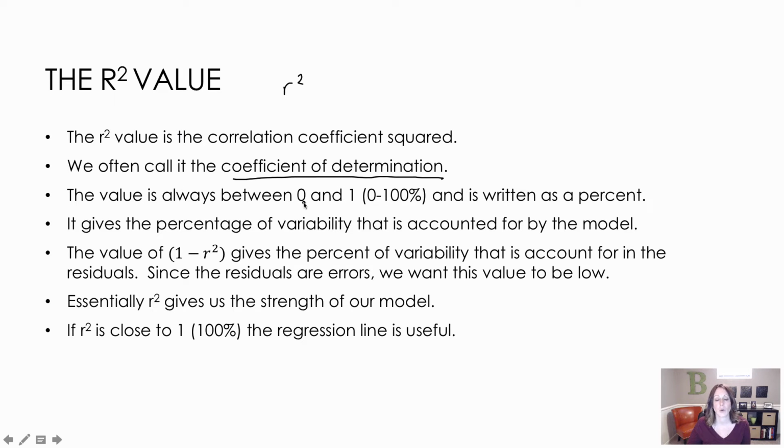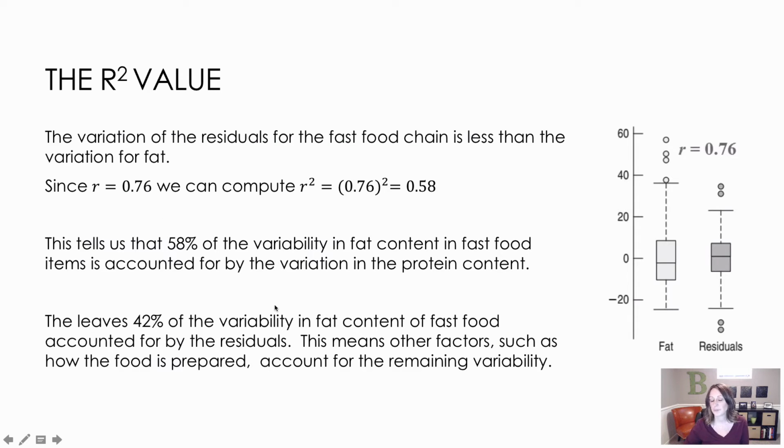Well, it is always between 0 and 1, or as a percent, 0 and 100%. And it gives the percentage of variability that is accounted for by the model. So essentially we're saying the model will take into account whatever percentage of the variance of the y value. I'll show you an example in just a minute. It essentially is giving us how strong our model is. The closer we get to 100%, the more useful our model is. So let's take a look.